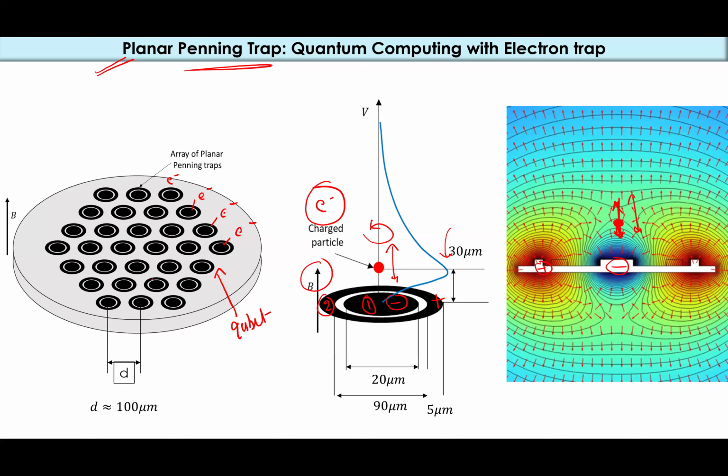So we can manufacture these small rings, and they are very small in size. You can see only 100 micrometers. So we can fabricate a large number of such traps, and we can trap electrons at a certain height. These electrons will be just, you can see here, 30 micrometers above the surface. And they are going to act like a qubit.